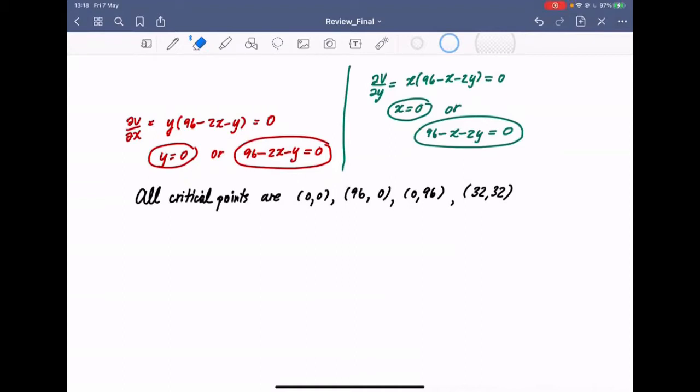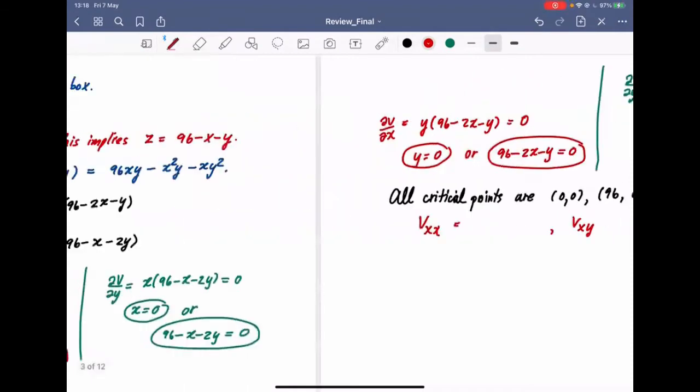Okay, so let's compute the thing that we need to compute. If you remember from the class, I told you that you need to compute v subscript xx, and then you have to compute v subscript xy and v subscript yy. Well, this is going to be the second derivative test.